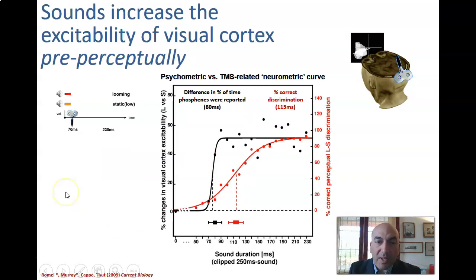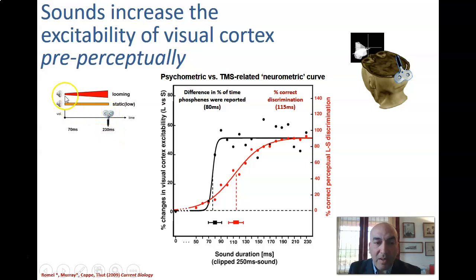We can also look at the dynamics of these effects of using sounds to change the excitability of visual cortices by calculating a psychometric function as well as a neurometric function. And the way that we achieve that is by having participants tell us the difference between a looming sound or approaching sound and a sound that stays static, that is the same amplitude over time. And what we do is we apply TMS always at the end of the sound, and the sounds were either 70 milliseconds, 80 milliseconds, 90 milliseconds, etc., up through 230 milliseconds.